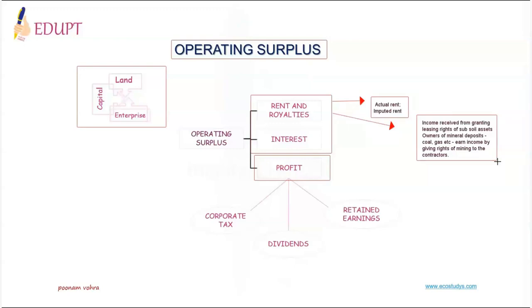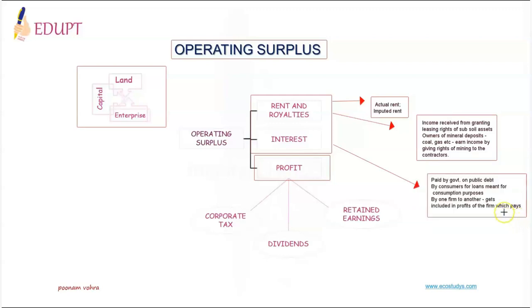For example, owners of mineral deposits like coal, gas, etc. earn income by giving rights of mining to the contractors. So far as interest is concerned, interest income is earned from capital, but it does not include interest paid by government on public debt, interest paid by consumers as such loans are meant for consumption purposes, and interest paid by one firm to another as it is included in the profits of the firm which pays it.